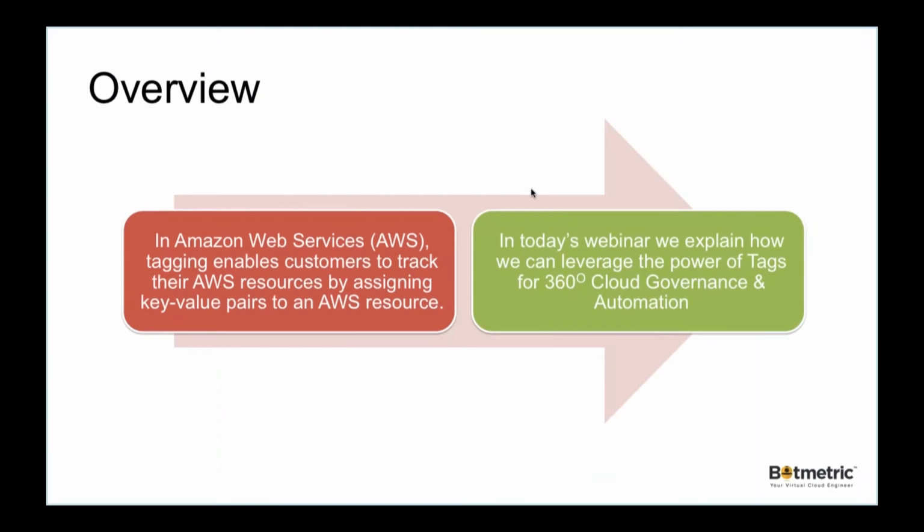AWS says it's nothing but a key value pair which you assign to your AWS resource to define the resource identity. So in this webinar, we will proceed further to leverage this key value pair of each and every AWS resource to achieve cloud governance and automation.